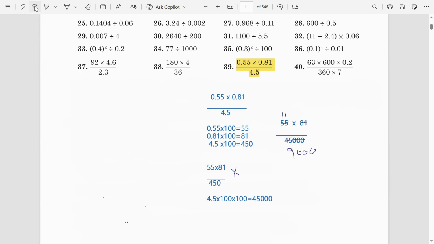And this is a thing that we always have to keep in mind: if we are multiplying the numerators by 100 or by 10,000, we have to multiply the denominator by the same. And 99 divided by 1000 is equal to 0.099.